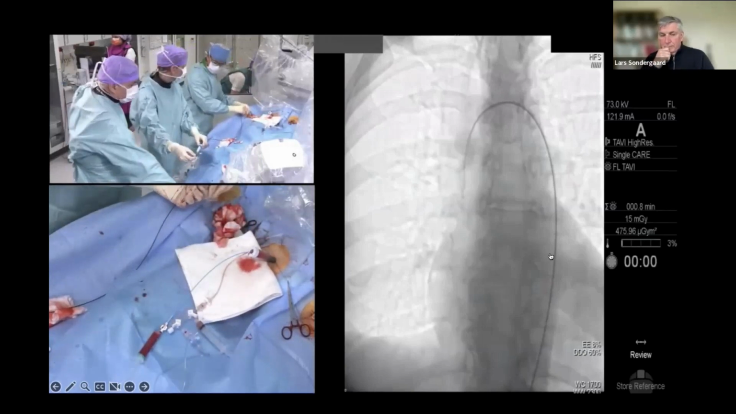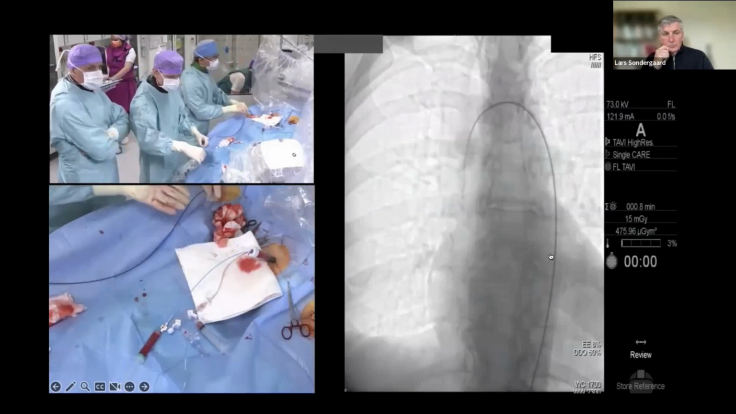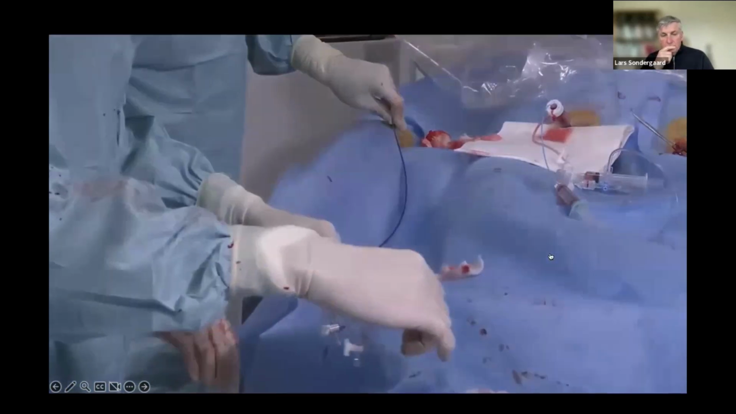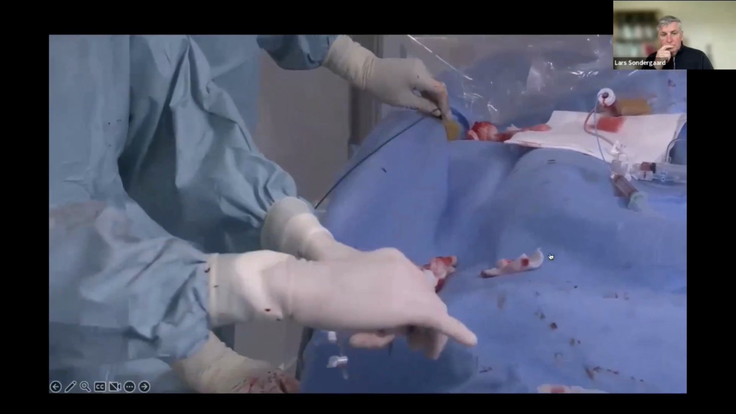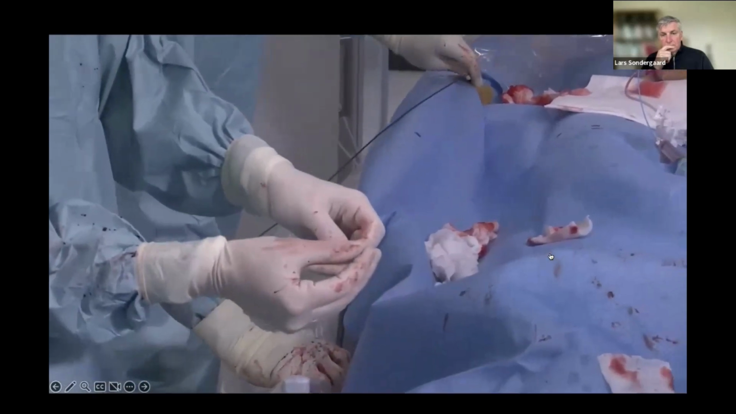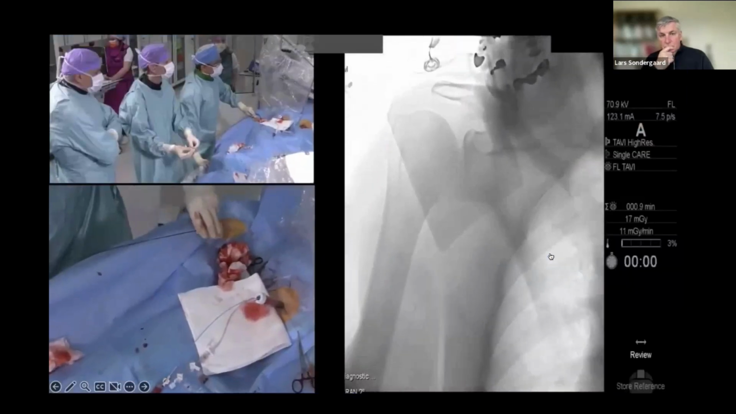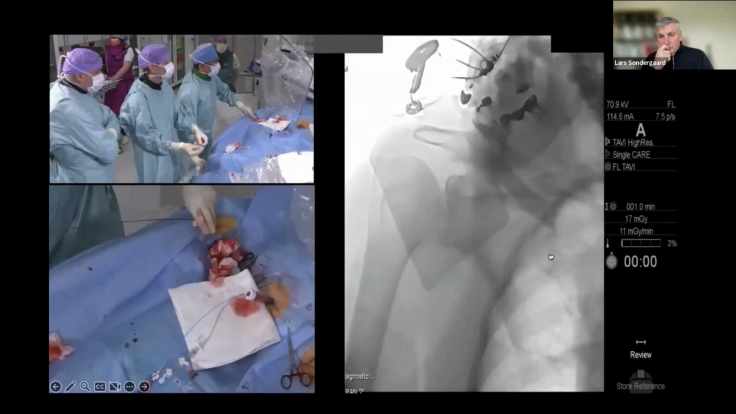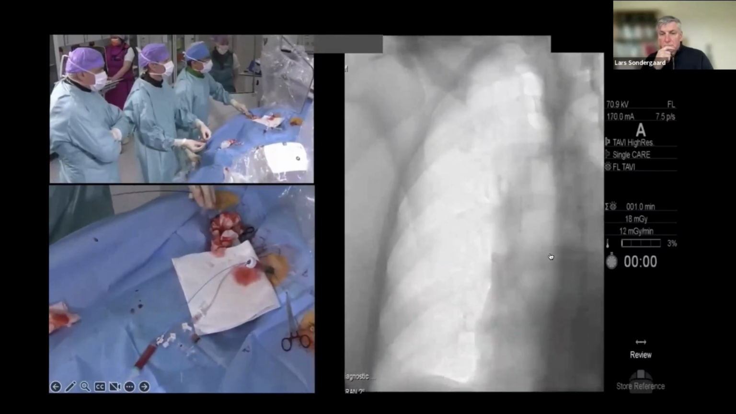Yeah, I'm going to go in. Go smooth. I have a little resistance. Wait a second. No, I go smooth. Yeah, go smooth. You see the wire coming up here, and down to the descending aorta.